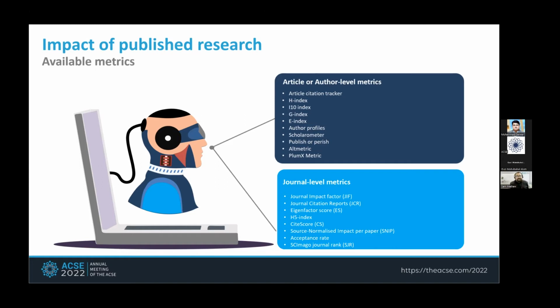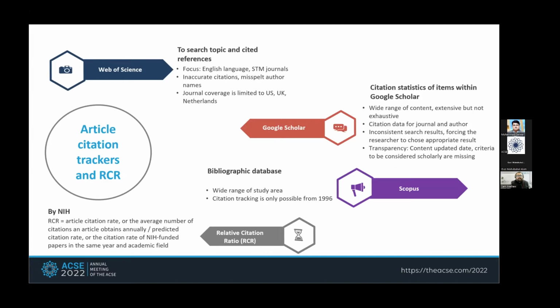All these metrics are generated using approaches and data from diverse sources. So they all use different methodologies. Sometimes these methodologies overlap, but they definitely use different sources to collect the data. Let's see some of the article citation trackers, which I'm sure you are all aware of: the three major article citation trackers, that is Web of Science, Scopus, and Google Scholar.